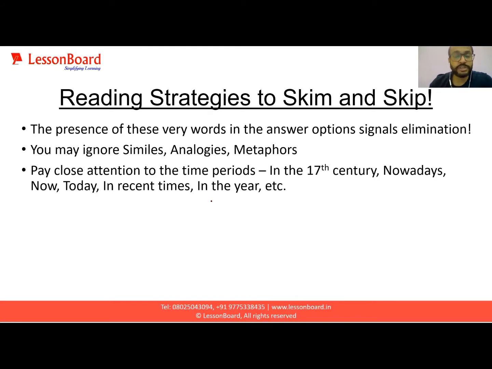Pay close attention to the time periods: in the 17th century, nowadays, now, today, in recent times, in the year so and so, etc. Why are these time periods so important?